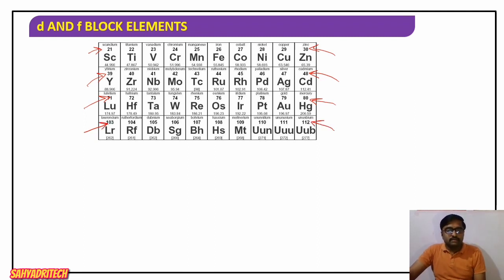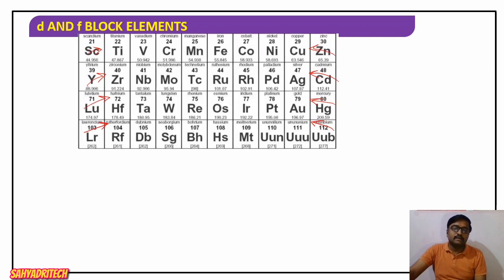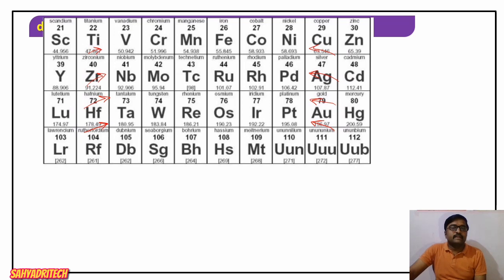Whatever block I am specifying, it constitutes the d block of the periodic table, right? Scandium is the first series, then the second series, third series, and fourth series. So in total, how many series are there? There are 4 series present in the d block. Later we will notice what those series are.